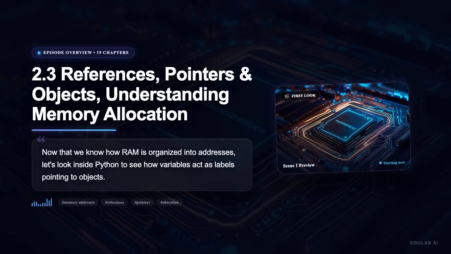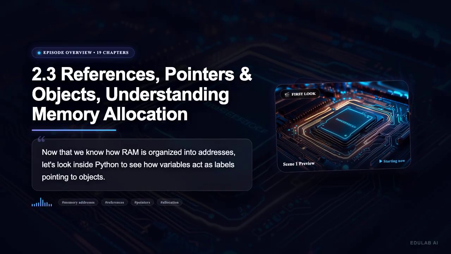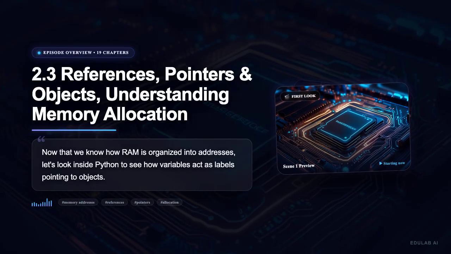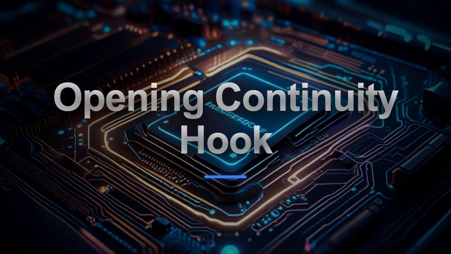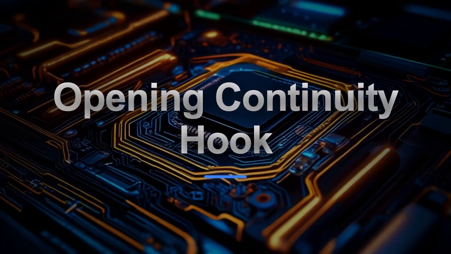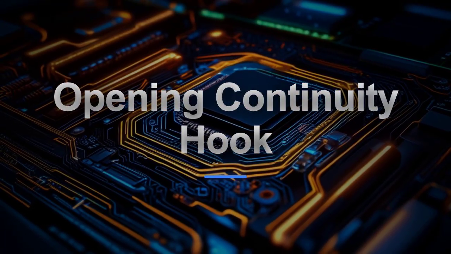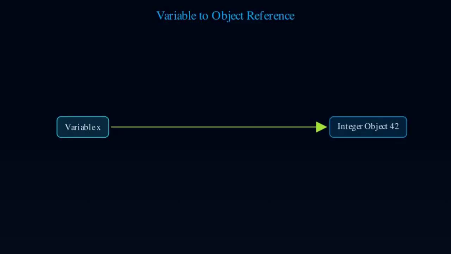Now that we know how RAM is organized into addresses, let's look inside Python to see how variables act as labels, pointing to objects. Building directly on our study of memory addresses, we now examine references, pointers, and object allocation in detail. In Python, variables are not storage boxes. They are symbolic references or sticky notes attached to objects living in heap memory.